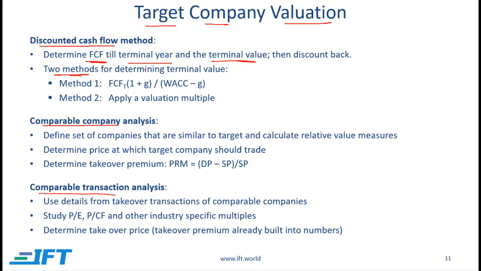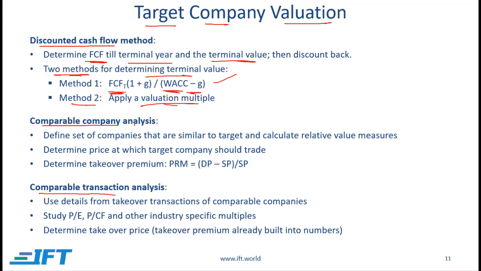There are two ways of coming up with the terminal value. One is to use the Gordon growth formula. So we basically take the free cash flow in the terminal year, multiply by 1 plus the growth rate, and then divide by the weighted average cost of capital minus G. So this is how we come up with the terminal value. Another method is to apply a valuation multiple to estimate the terminal value.